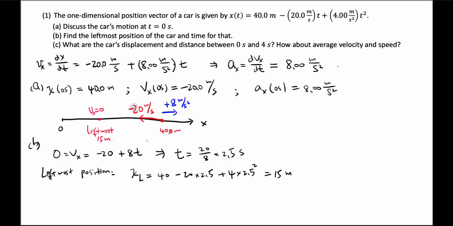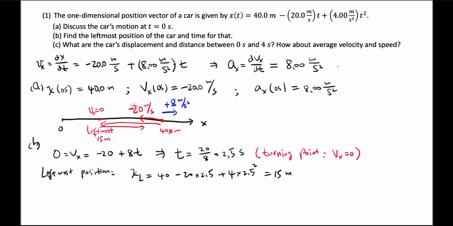and then it will turn around. Okay, so that's also the so-called turning point. It's defined as where the velocity becomes 0. Okay, so now we can figure out the car's motion picture. So we have a car moving this way at the beginning until this point, and then it will turn around, moving the other way.